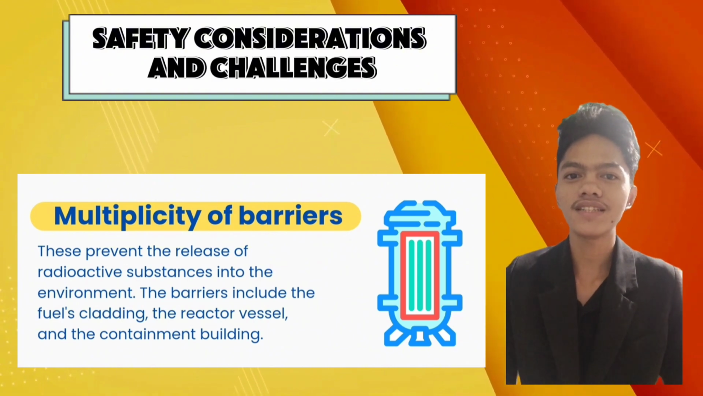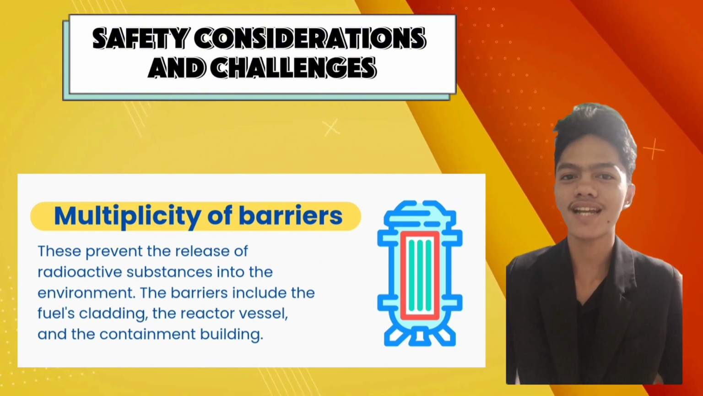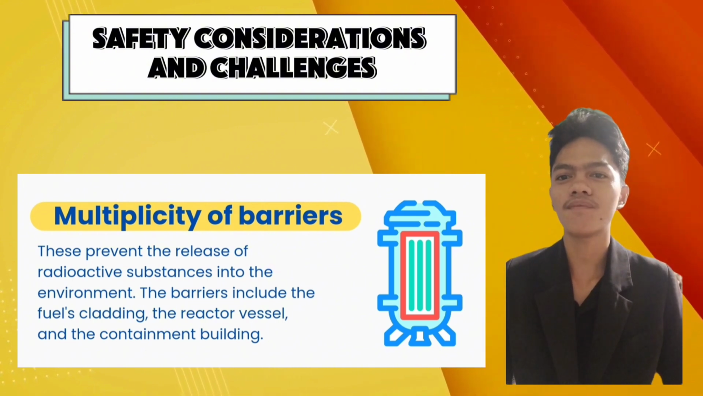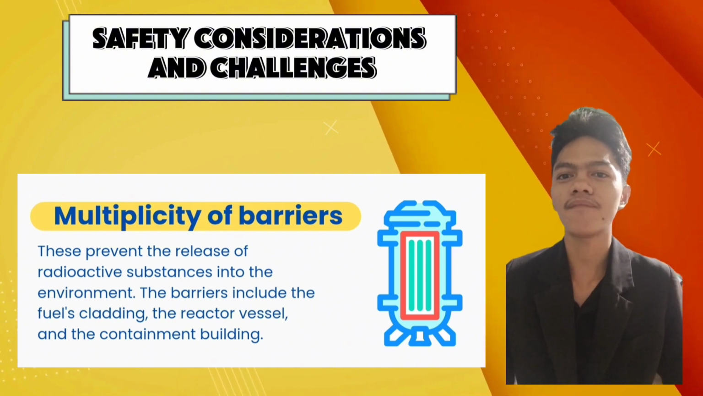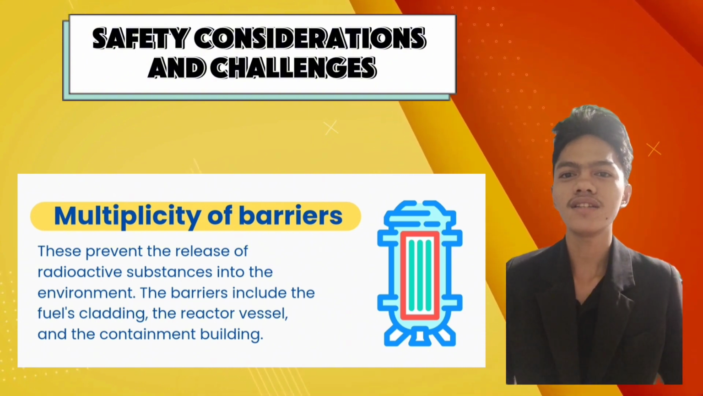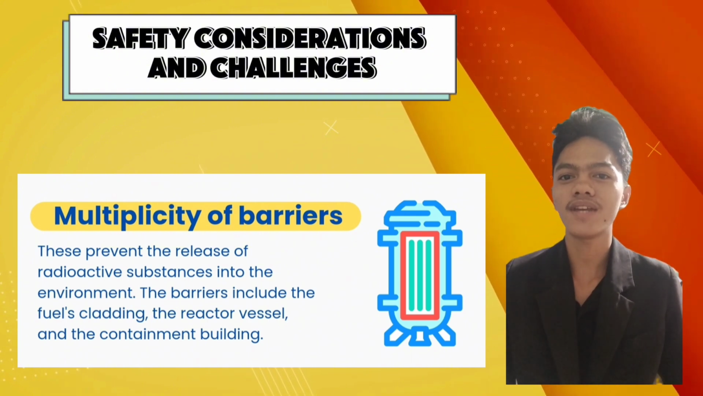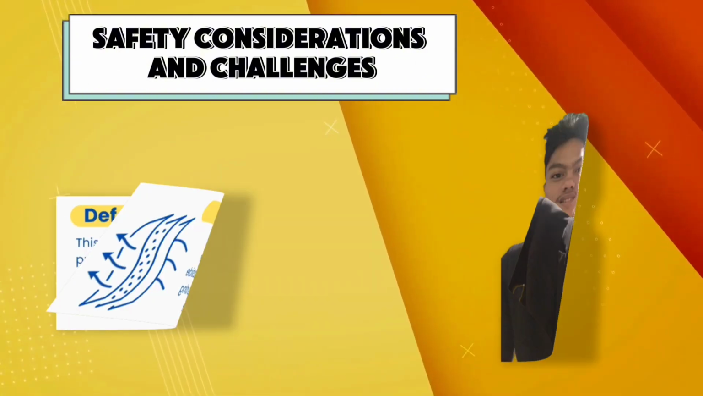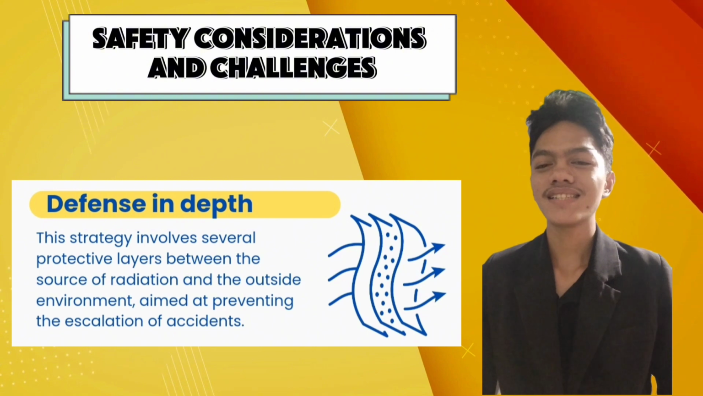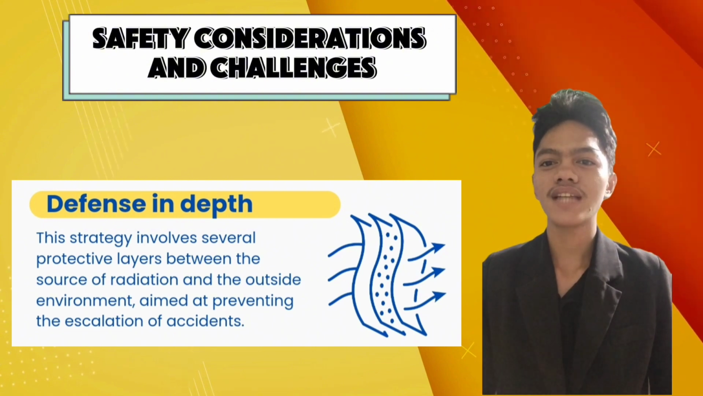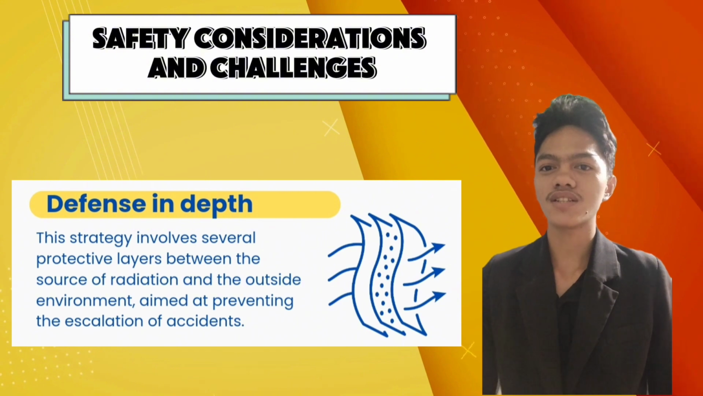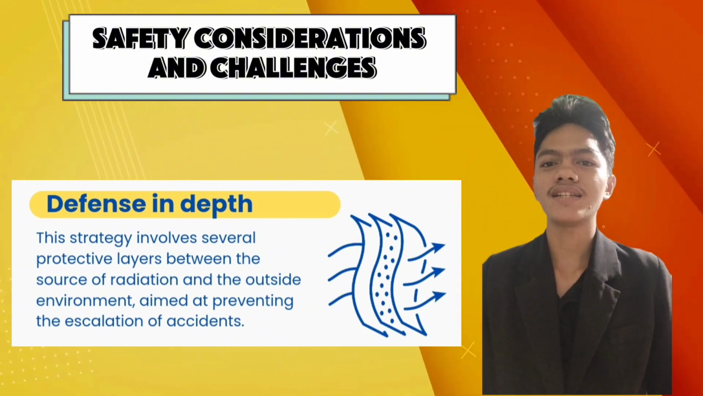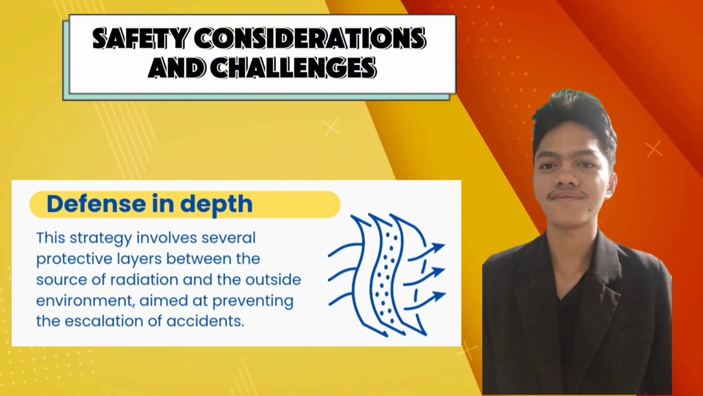And now, let's proceed to the safety considerations and challenges. Multiplicity of barriers. This prevents the release of radioactive substances into the environment. The barriers include the fuel cladding, the reactor vessel, and the containment building. The next one is defense in depth. This strategy involves several protective layers between the source of radiation and the outside environment, aimed at preventing the escalation of accidents.